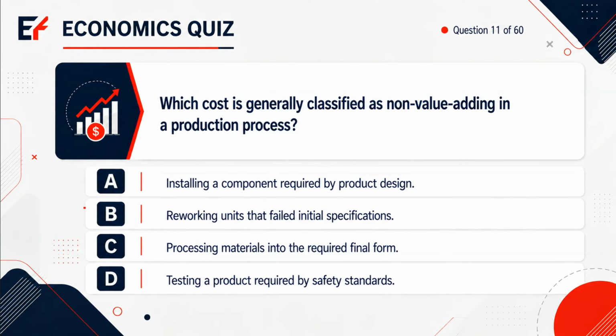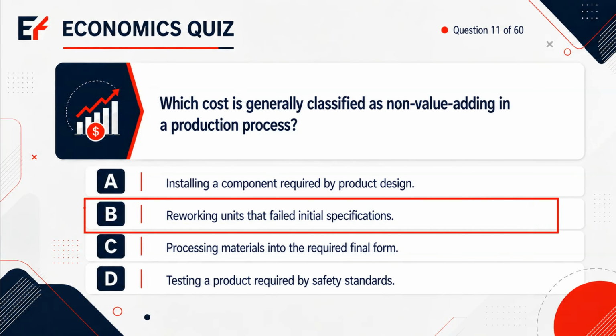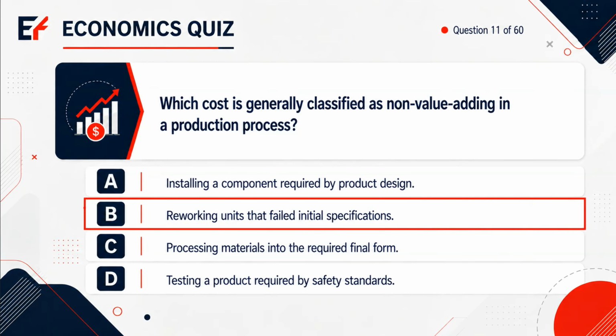The correct answer is B. Let's identify the waste. Rework occurs when units fail to meet specifications and must be corrected before they can be used or sold. This activity consumes labor, materials, and time without adding value from the customer's perspective. Therefore, rework is generally classified as non-value adding.